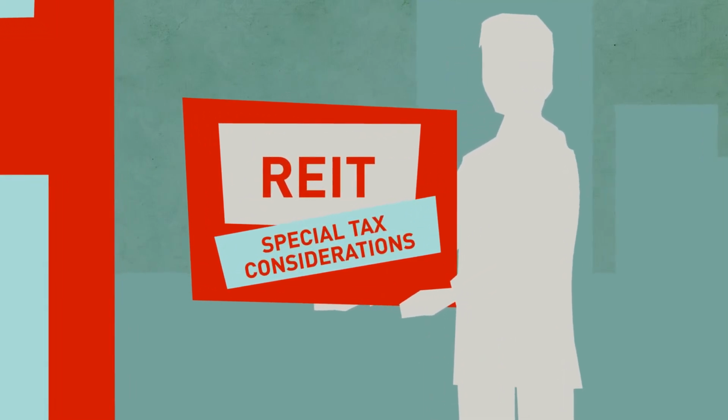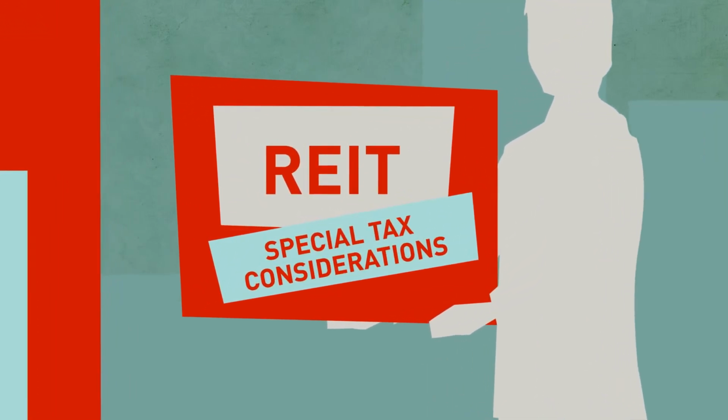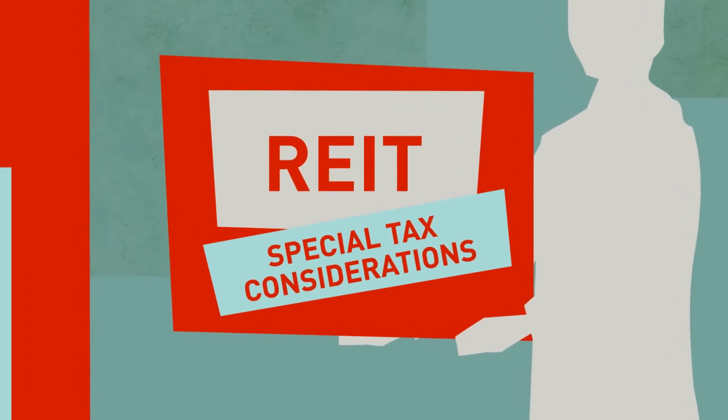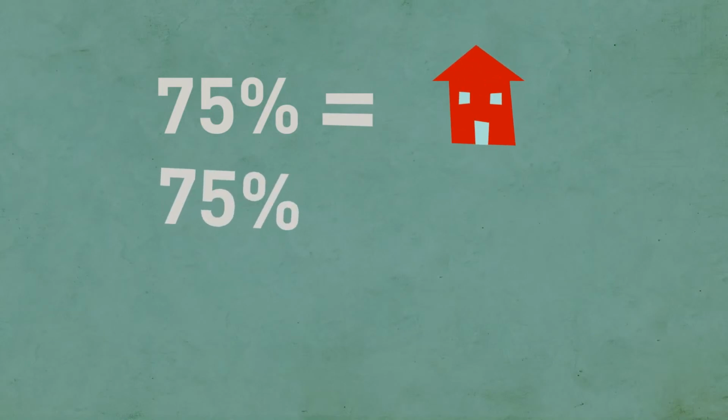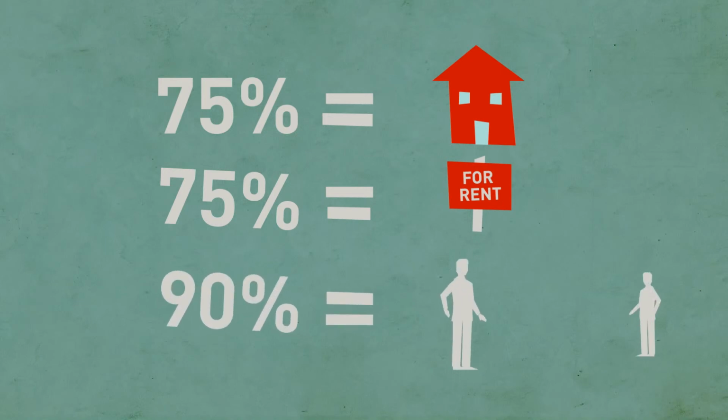For instance, if a REIT meets certain criteria, it may be able to avoid taxation as a corporation. To do so, 75% or more of the REIT's investments must be in real estate. 75% or more of its total income must come from mortgage interest or rent, and at least 90% of its earnings from investments must be dispersed to investors.